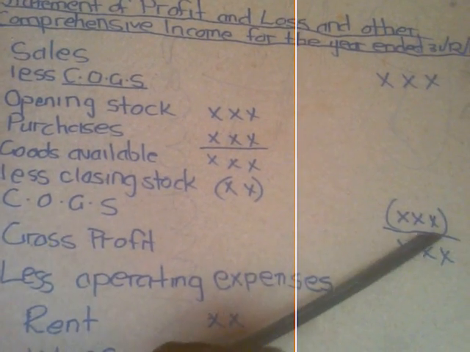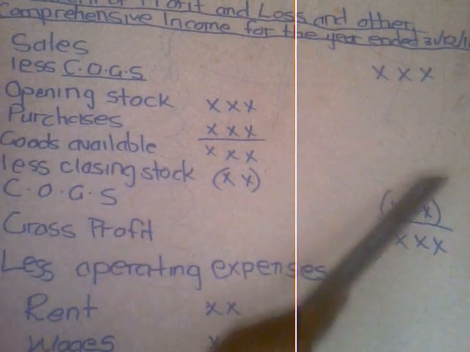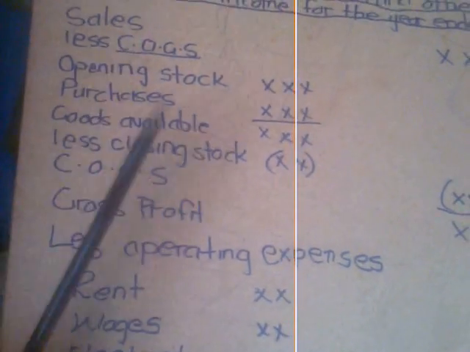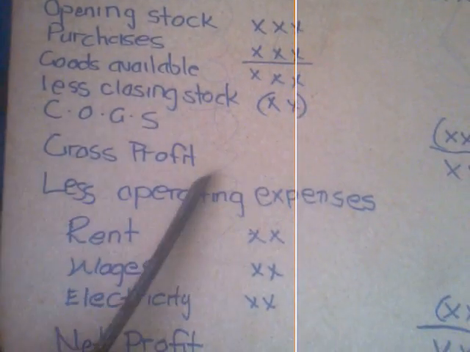Hence, the cost of goods sold is subtracted from the sales. Bracket simply means we are subtracting. So when we have subtracted sales less cost of goods sold, we get what we call gross profit.